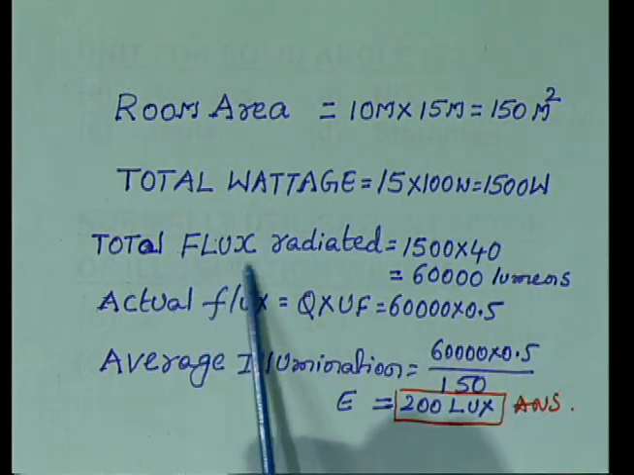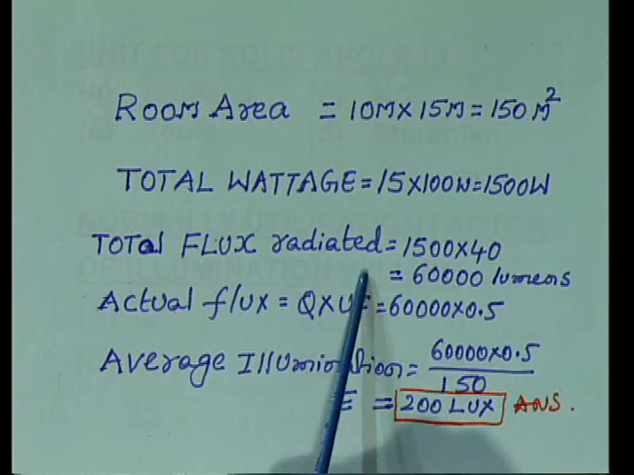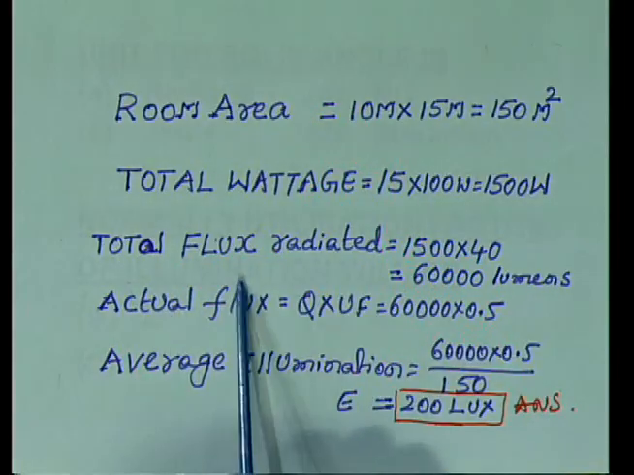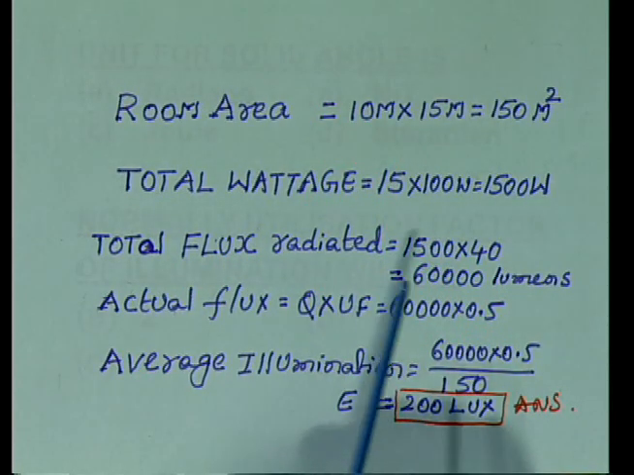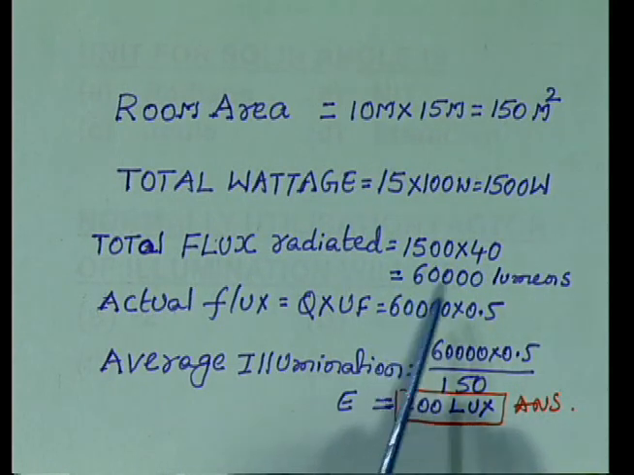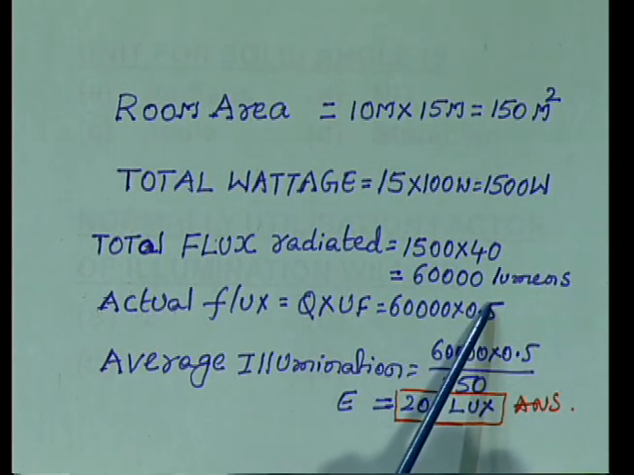Total flux radiated: each watt emits 40 lumens. There are 15 lamps, each lamp having 100 watts, so the total wattage is 15 into 100. The output is 40 lumens per watt. If you multiply 1500 into 40, it gives the total lumens illuminated on the surface. So, the total flux radiated equals 1500 into 40, which comes to 60,000 lumens.